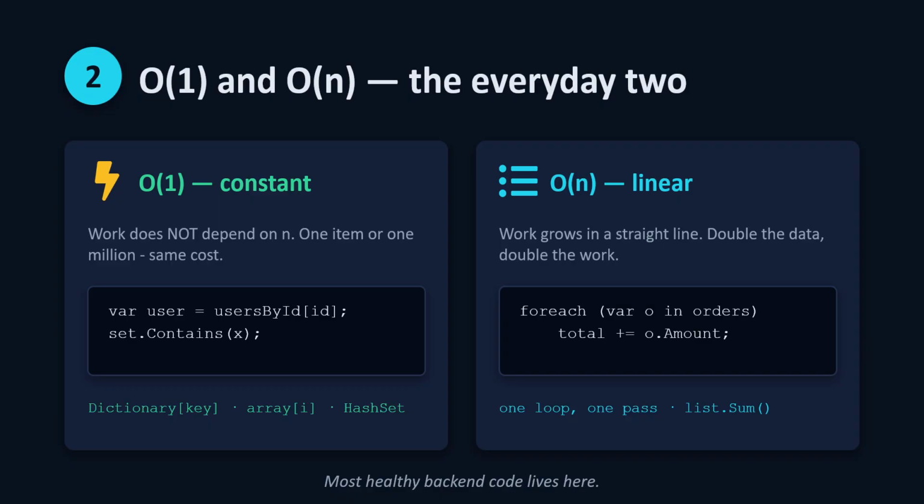Then O of n, linear time. The work grows in a straight line with the data. One loop, one pass. Summing a list. Mapping orders to DTOs. Doubling the data doubles the work. Most everyday backend code lives right here. If your endpoint is O of 1 or O of n, you are usually fine. The danger starts when this innocent operation gets nested.